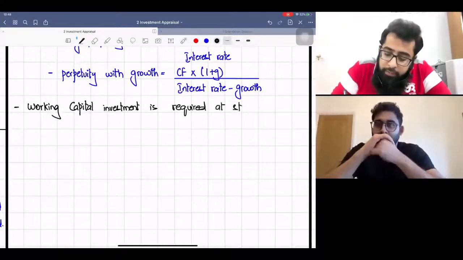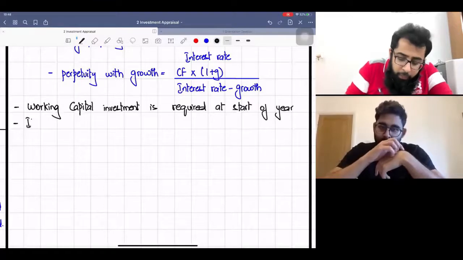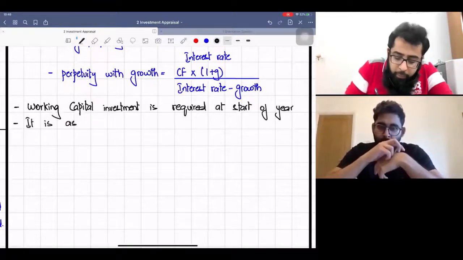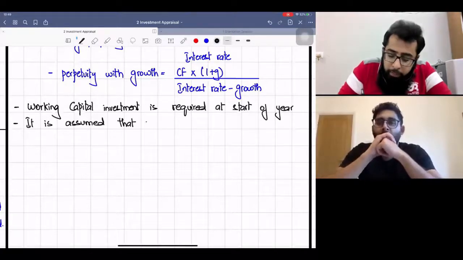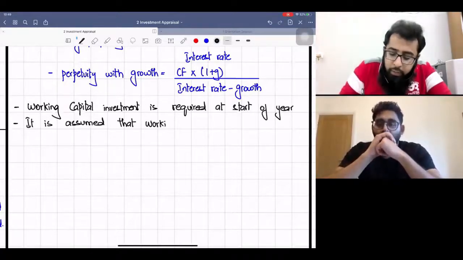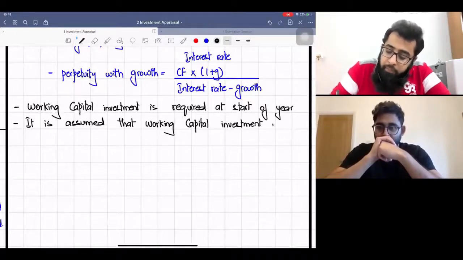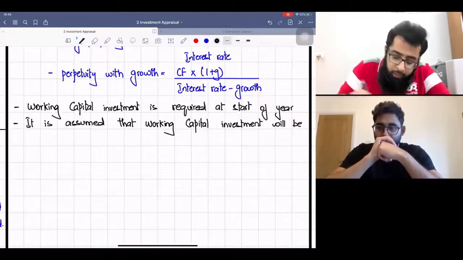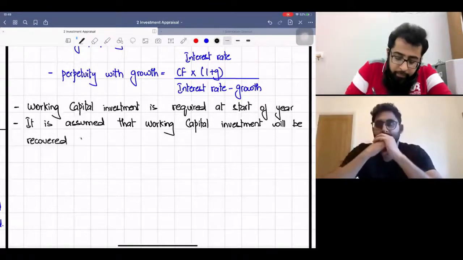Working capital is required at the start of each year. Then it is assumed that working capital investment will be recovered at the end of the project. What you need to remember is that the investment will be recovered at the end of the project.